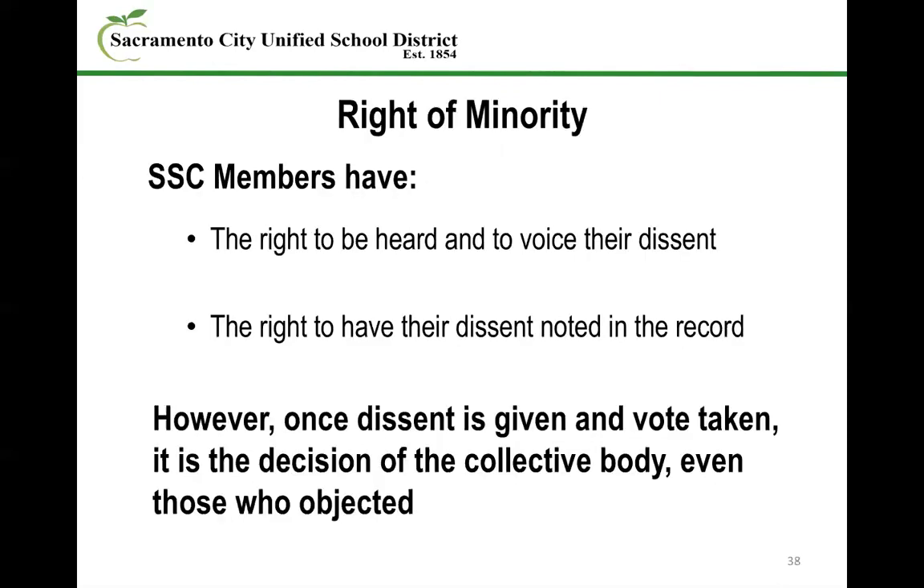The right of the minority. School site members have the right to be heard and to voice dissent, and you have the right to have your dissent noted in the record. However, once that dissent is given and the vote is taken, it's the decision of the collective body, even those who objected. In other words, the majority rules.